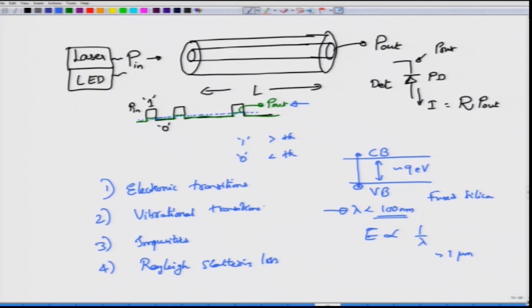What about vibrational transitions? These involve the silicon and oxygen atoms in an SiO2 molecule, so there is one silicon and two oxygens. Let us say this is silicon, this is oxygen, this is oxygen. Then you can have vibrations up and down, or vibrations in this linear way, or the entire system could move from left to right.